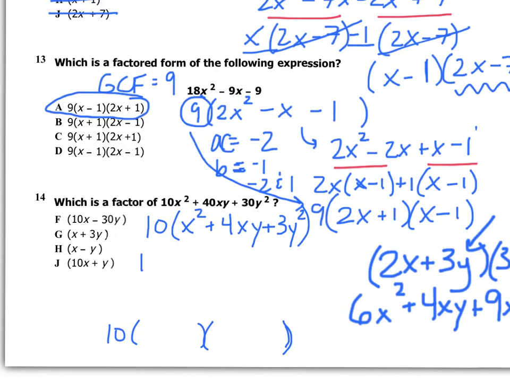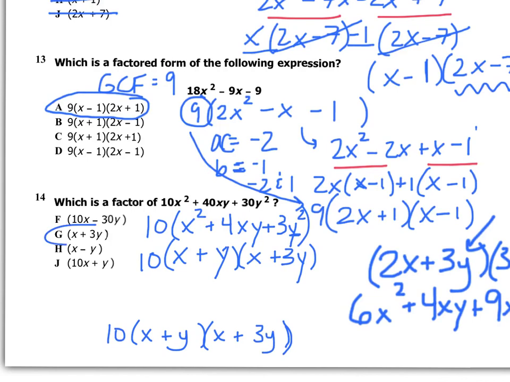What are the factors of 3 that add up to 4? There's only 2 factors of 3, guys. 3 and 1. Now, I know this is x and x in order to give me x squared. But in order to get that y in there, it's going to be plus 1y and plus 3y. So we just tack the y on to that second term in each one. So x plus y, x plus 3y, and we can see G is our correct answer. The rest of them did not fit.